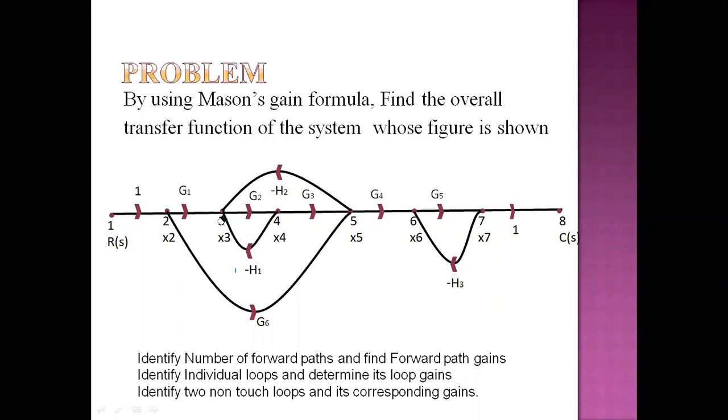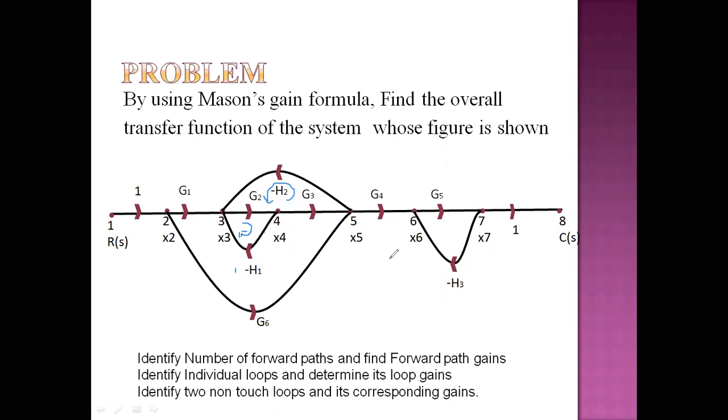So next we take node 3. Starting from node 3, then 4, the signal comes back to 3 through this feedback. So this forms a loop. Next, starting from node 3, the signal flows through this branch to 4, then to 5, then comes back to 3 through this feedback. This forms another loop.